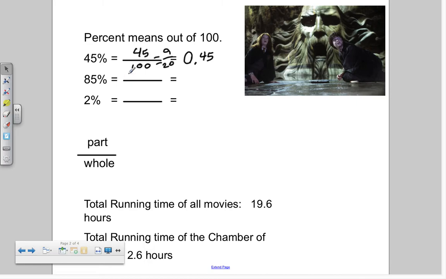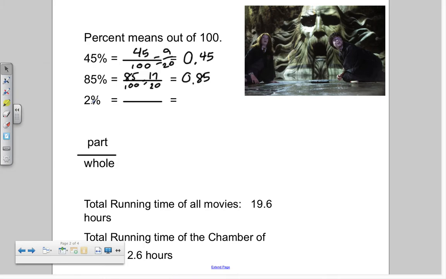85%, same thing. 85 over 100. Is that okay? No, I need to reduce it. 5 goes into 85 how many times? 17 times, and 5 goes into 100, 20 times. So 17/20ths would be my best fraction, and 85 hundredths would be 0.85. That looks pretty easy. You just move the decimal 2 places to the left.